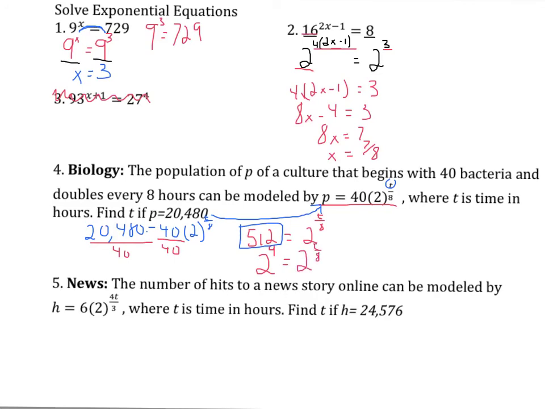So in order for this to be true, our exponents have to be equal. So we can say that 9 equals T divided by 8. Multiply each side by 8, and we get 72 equals T. So that is going to be our final answer for that one.